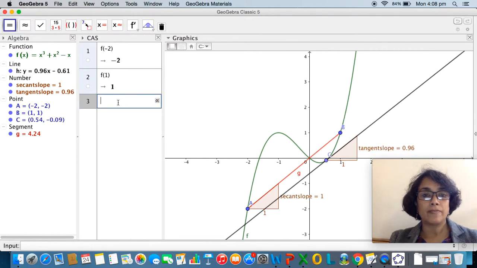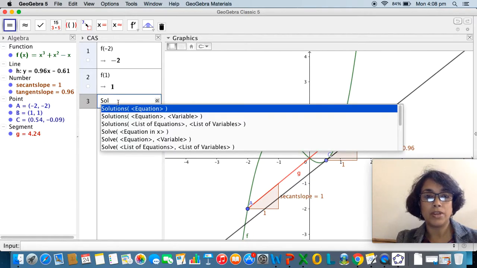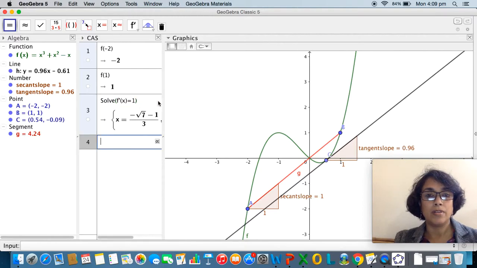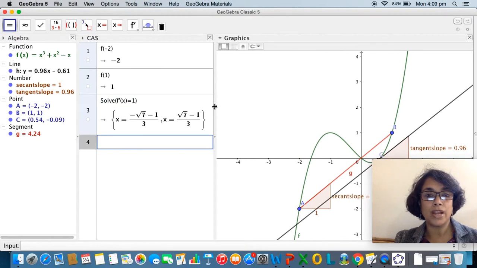Now let me solve the equation. So suppose I were to solve the equation f dash x is equal to 1, because 1 is the slope of the secant and we want to identify the point C, in this case x, which lies within the interval at which the tangent is parallel to the secant. So when I press enter, I find the two values.